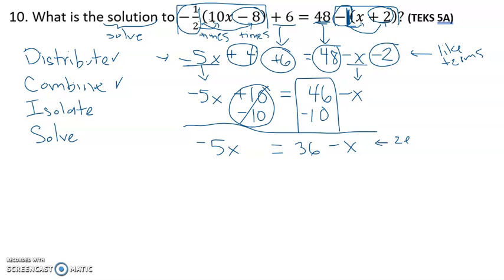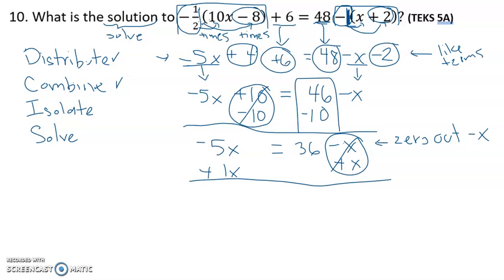Now we still have to zero out the negative x so that the x's will be on one side. So add x because negative 1 plus 1 is 0, and add it to the x's on the other side. Notice I keep telling myself what operation I'm doing so I don't slip into multiplication when I'm at addition. I'm not doing funky stuff, right? Negative 5 plus 1 is negative 4x equals 36 on the other side.